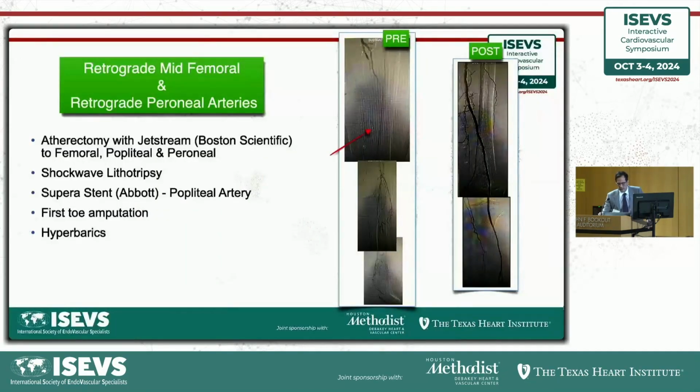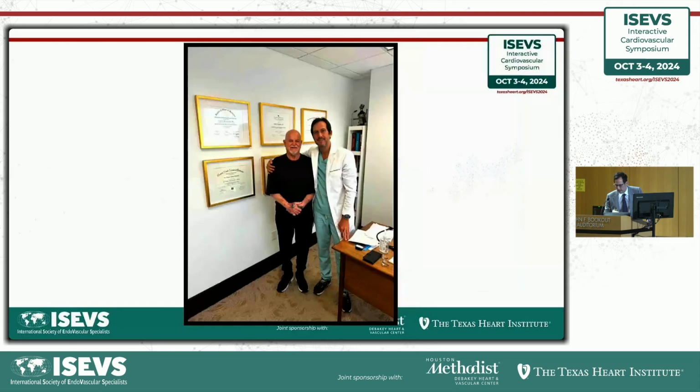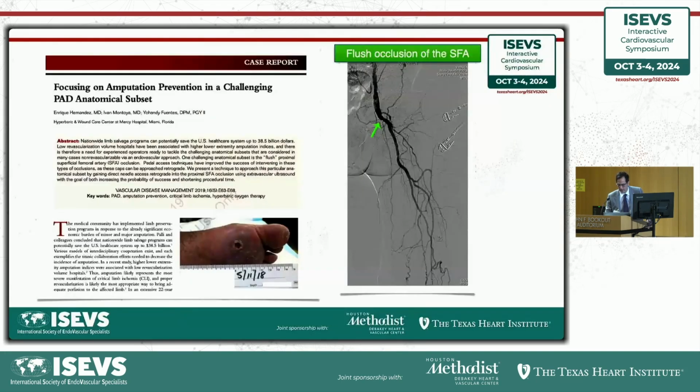So I threw the kitchen sink at the guy: atherectomy with JetStream of the femoral, popliteal, and peroneal arteries, Shockwave lithotripsy, and a Supera stent to the popliteal. The patient underwent first toe amputation and hyperbarics, and this is 2 years out. The patient has his leg.